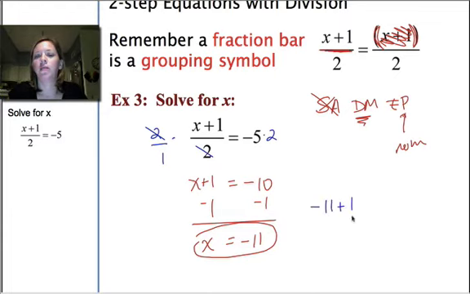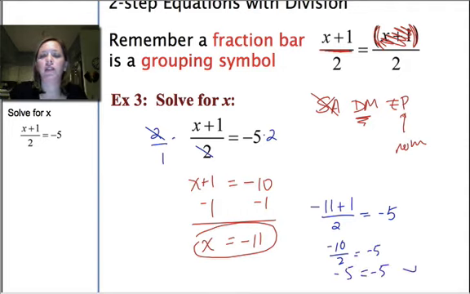Negative 11 plus 1 over 2. We want to know, does that equal negative 5? Negative 11 plus 1 is negative 10. Negative 10 over 2 is negative 5. Negative 5 equals negative 5. Check. We're good. Now, just a word of caution here, guys.